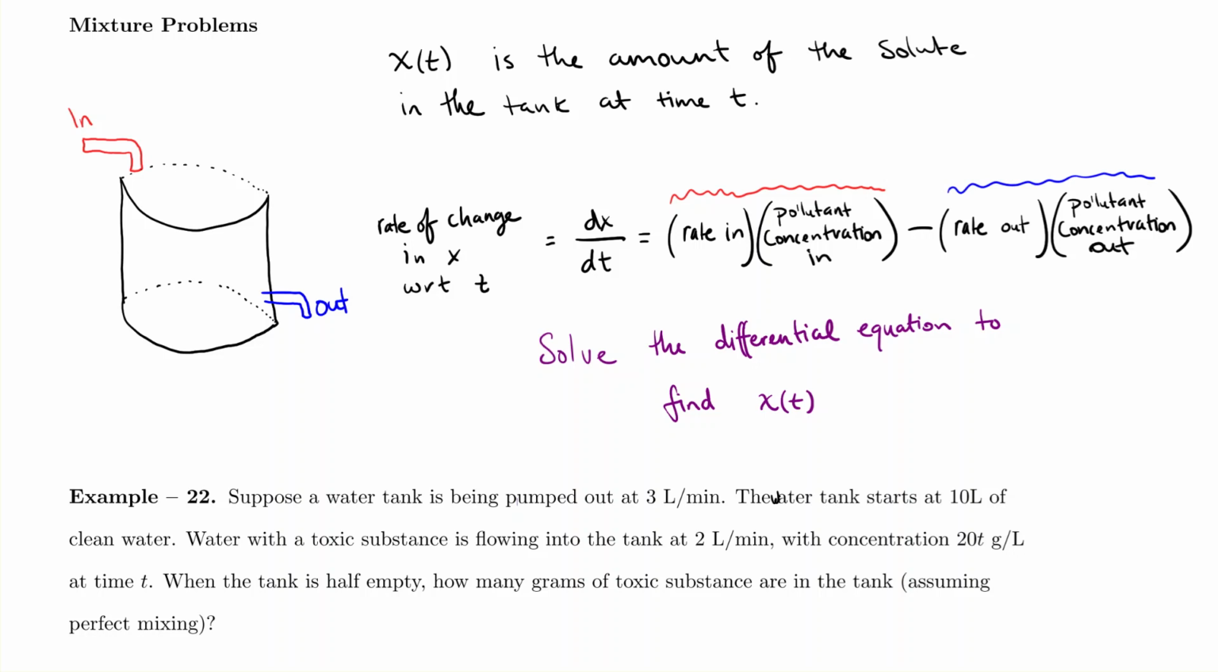Now generally, we will be told clearly what's coming in, we'll know the rate in, we'll know the rate out. To find the pollutant concentration that's coming out, that's always going to be the amount that's in the tank divided by the volume of the tank at time t. And we calculate the volume of the tank based on what our initial is and how the materials are going in and out of the tank.